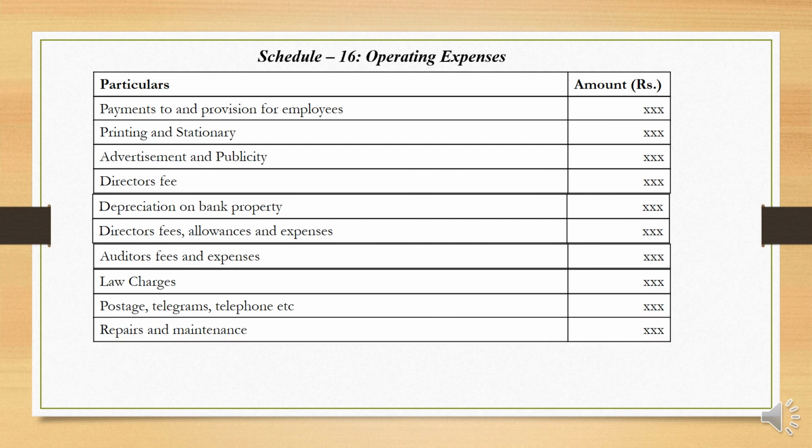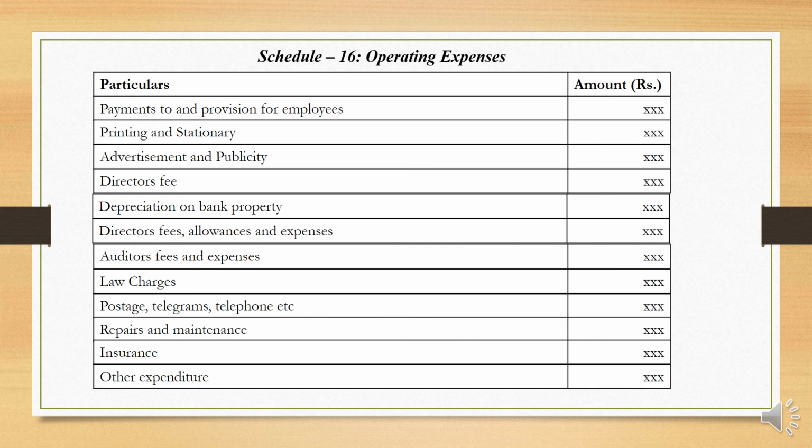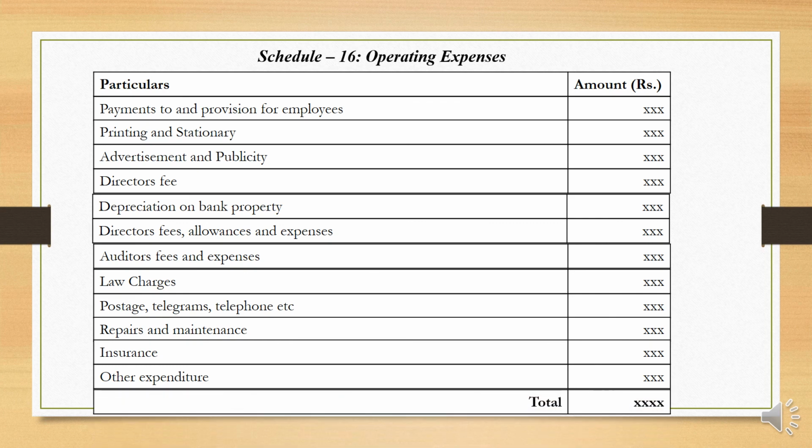Then comes repairs and maintenance, and next is insurance and other expenditure. If there is any other expenditure related to operating expenses, that should come under this heading. Finally we get the total. With this I have explained all the 16 schedules, 1 to 16.